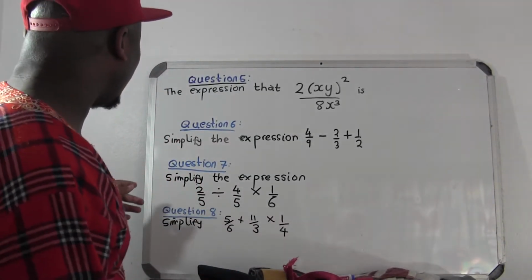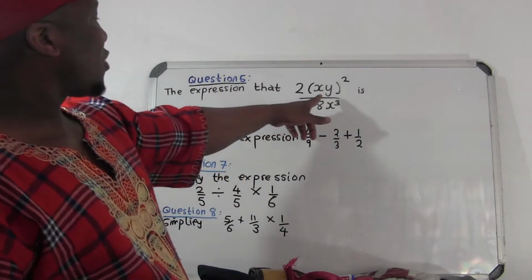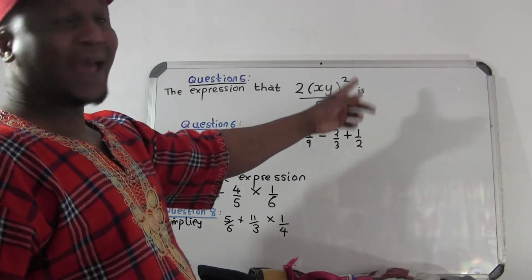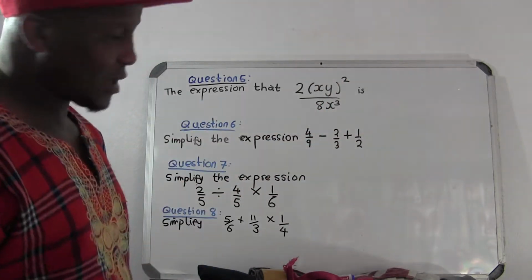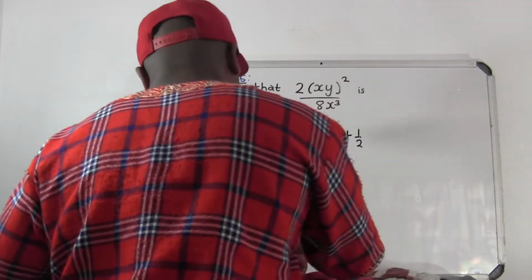So we have a question right here. Let's say question number one: simplify the expression 2x bracket squared 8x cubed. Okay, so this is one of those easy questions. This is question number 5, right? Yeah, cool. So we're going to have to simplify this.